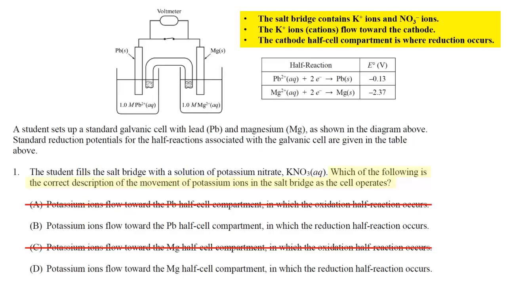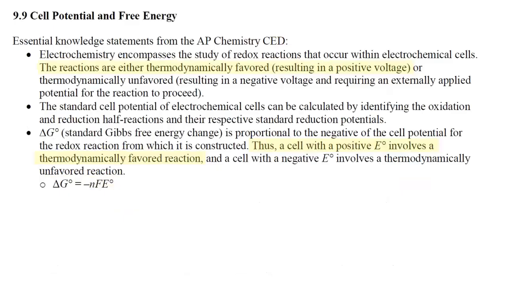To figure out which is which, this would fall under topic 9.9, cell potential and free energy. So for a galvanic cell, which is thermodynamically favored, that is like a battery where that reaction is occurring all by itself. It doesn't require an externally applied power source like electrolysis. Therefore, we are looking for a positive voltage with a thermodynamically favored reaction that takes place in a galvanic cell.